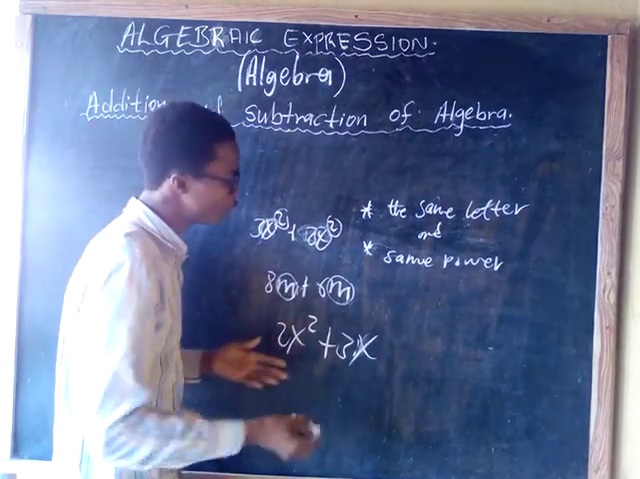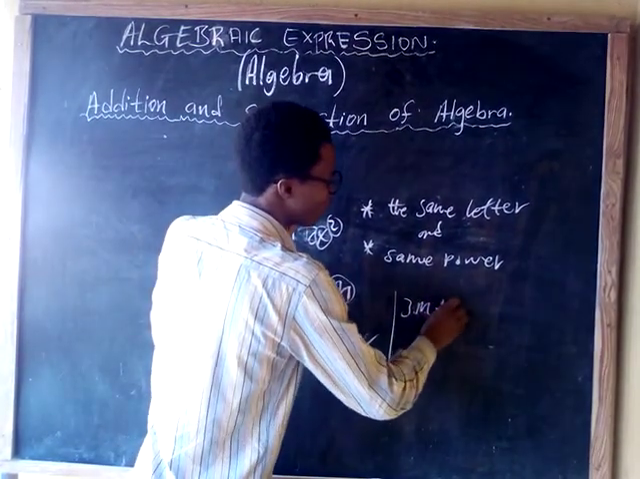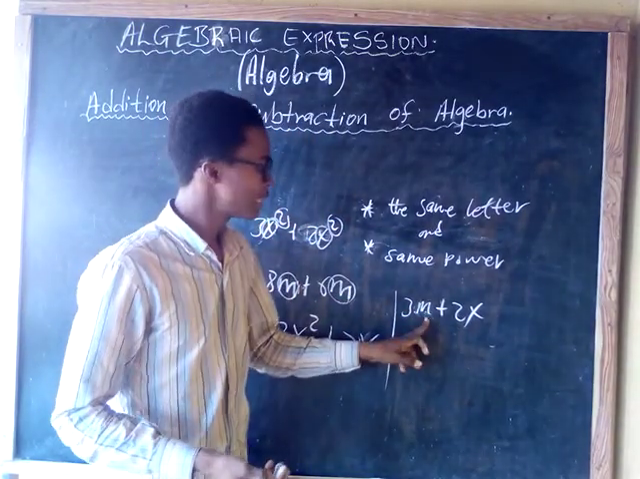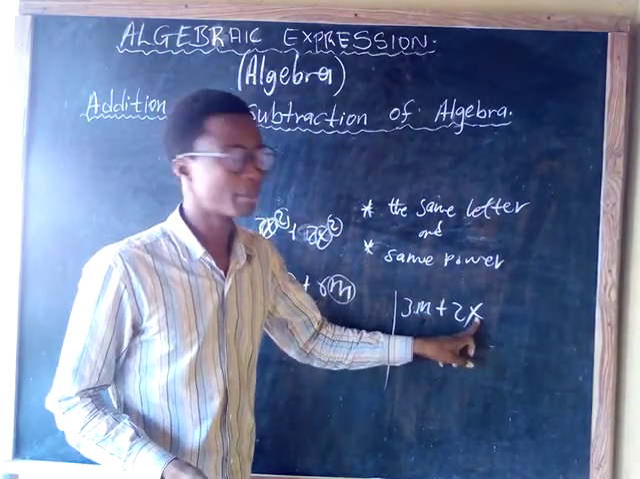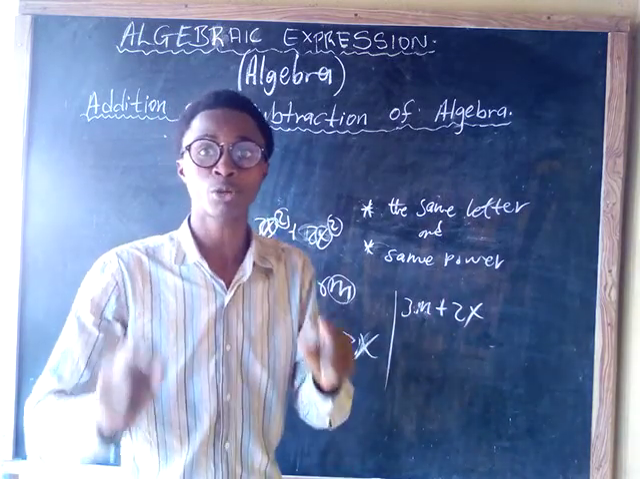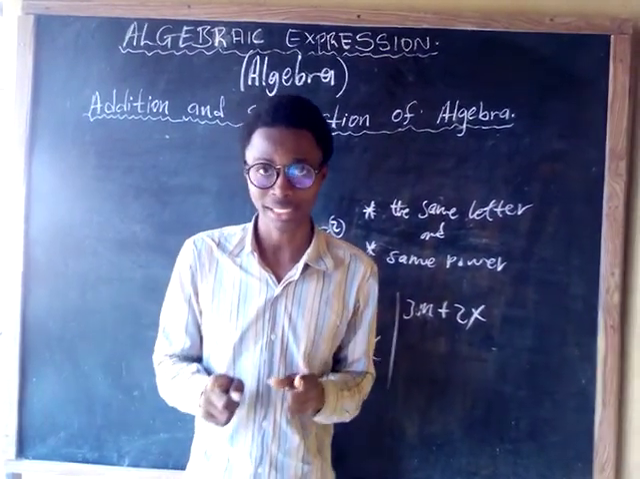So this is how to identify like terms. If you see 3m plus 2x, they are not like terms, right? m and x, so different letters, so they are not like terms. So always, like terms must have the same letter and the same power. This is what you must first understand, right?